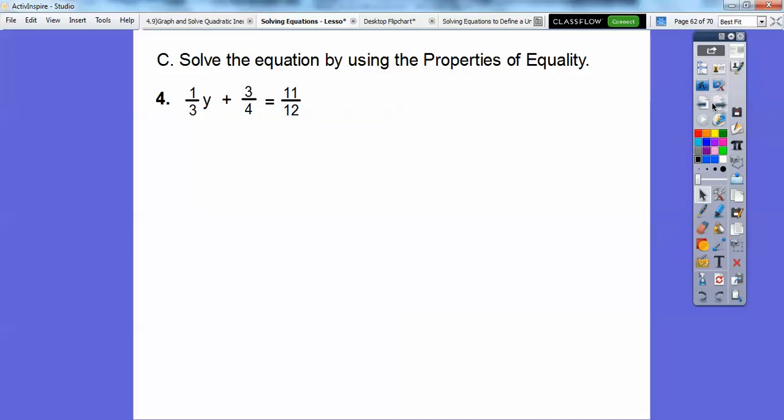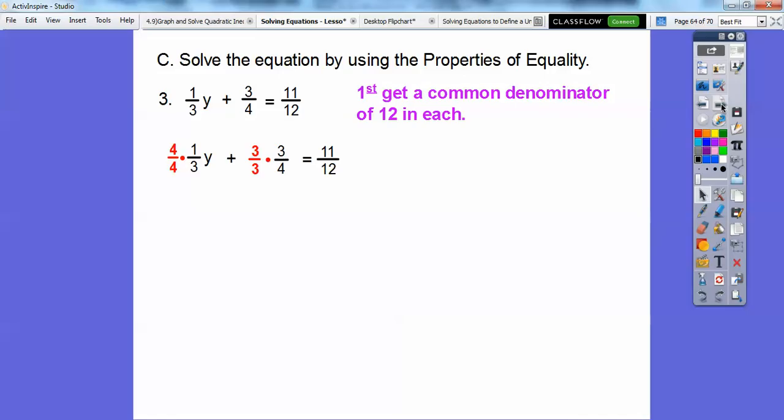So I'm going to get a common denominator of 12 in each one. I'm going to multiply this fraction by 1, but the 1 will be 4 over 4, that way I get 4 times 3 in the bottom. This fraction will multiply by 1, but the 1 will be 3 over 3, that way we get 3 times 4. This one already has 12, so we don't have to do anything with that. We multiplied each of these fractions by 1.